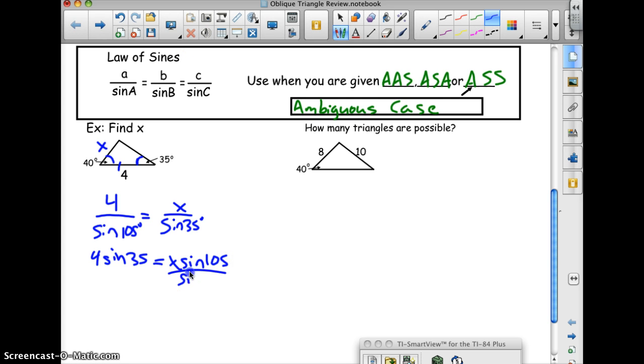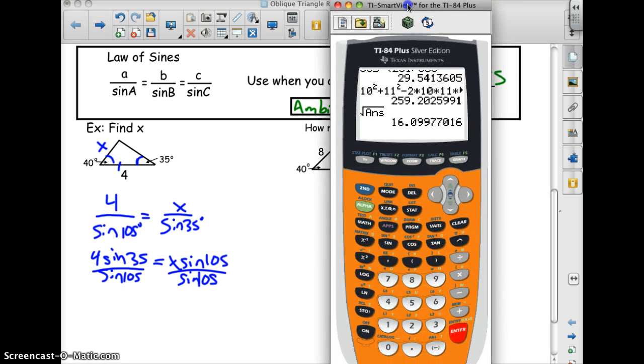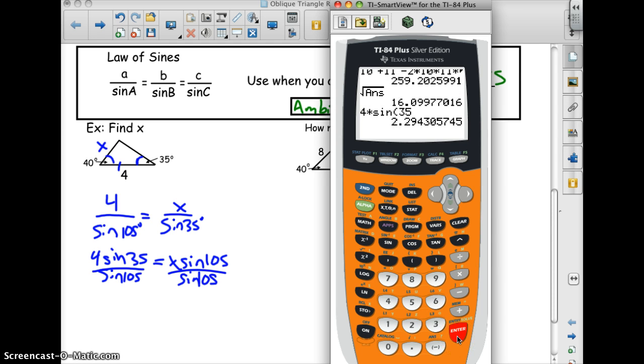And then divide both sides by sine 105. All right? You didn't have to multiply both sides by sine 105, but we're used to solving proportions by cross multiplying, so I just go with it. 4 times sine 35, and then I can hit enter, and then divide that answer by the sine of 105. Okay? And that will give me my x. X equals, it doesn't say to a place in these directions, so I will do the nearest tenth.